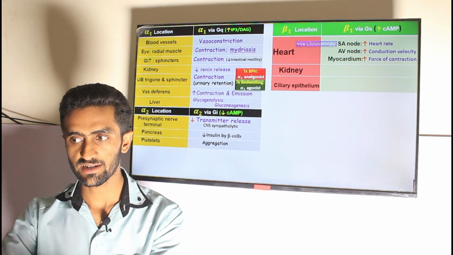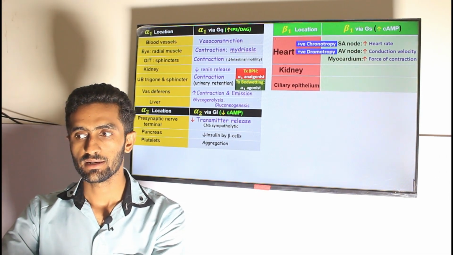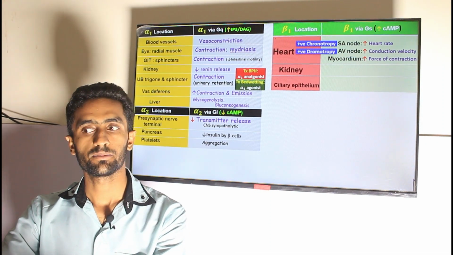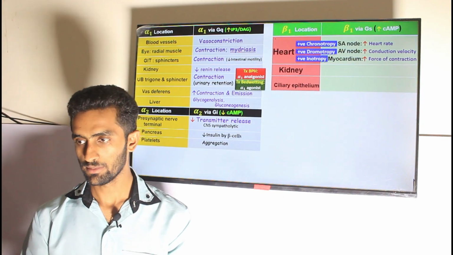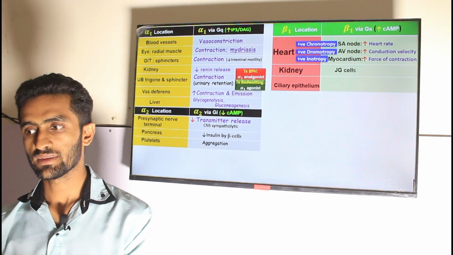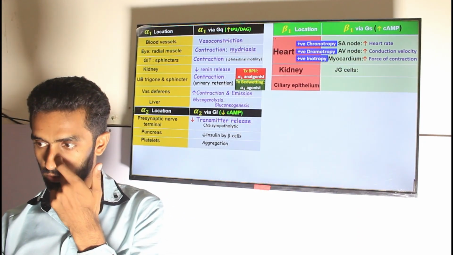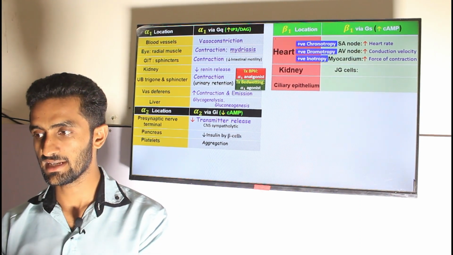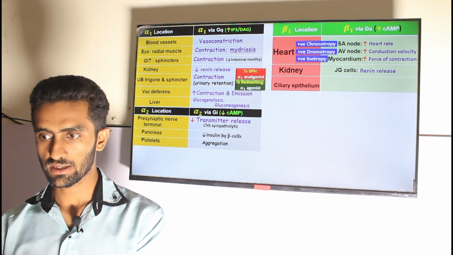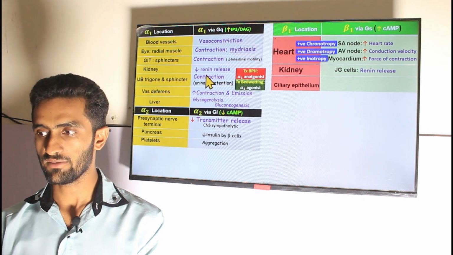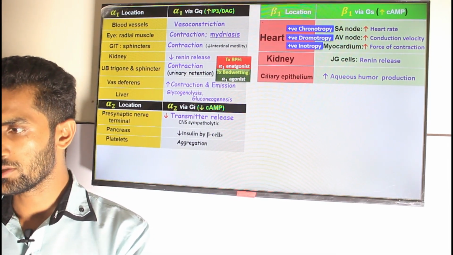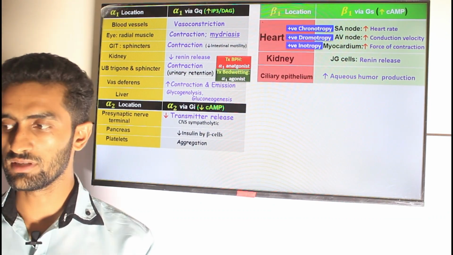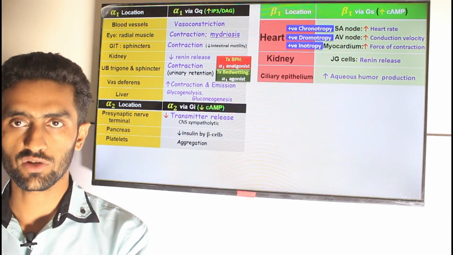Increase in heart rate means positive chronotropy, increase in conduction velocity, positive dromotropy, increase in the force of contraction, positive inotropy. In the kidney, at the glomerulus, juxtaglomerular cell, they increase renin release, so this is opposite to the alpha 1. Ciliary epithelium increases aqueous humor production, so if it's too much, they can cause glaucoma.